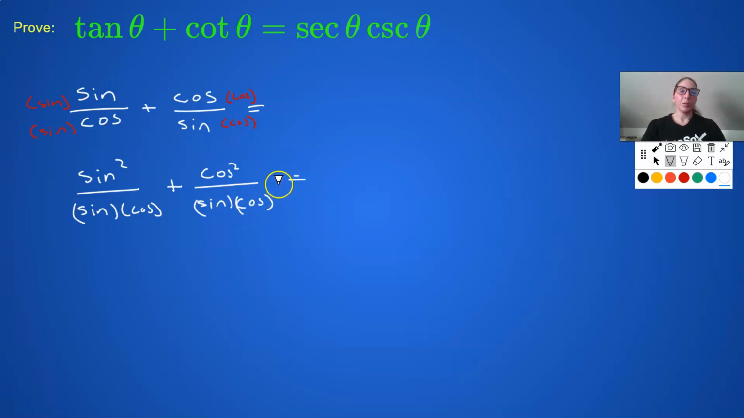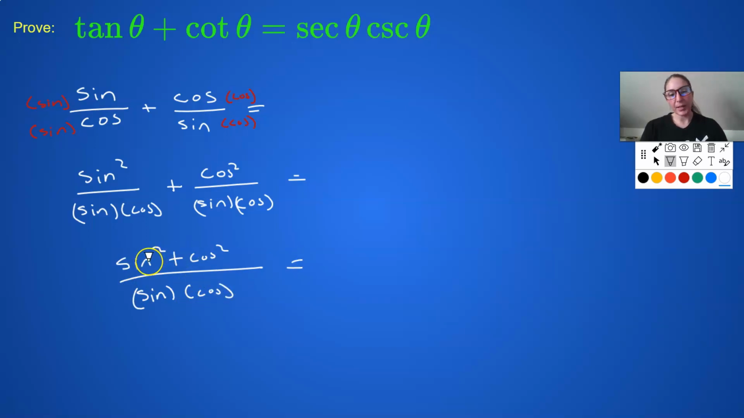Great. So when you have two fractions and you have the same denominator, what can you do? You can combine their numerators. Awesome. So I got sine squared plus cosine squared up here in my numerator. And I have sine cosine in my denominator. Hey, I'm going to use the Pythagorean identity here. I know that sine squared plus cosine squared, according to slide 1 under Pythagorean identities, equals 1. That is like one of the most famous, most used trig identities. Cosine squared plus sine squared equals 1, or sine squared plus cosine squared equals 1, right? Commutative property. All right, sine squared plus cosine squared equals 1, according to Pythagorean identity.